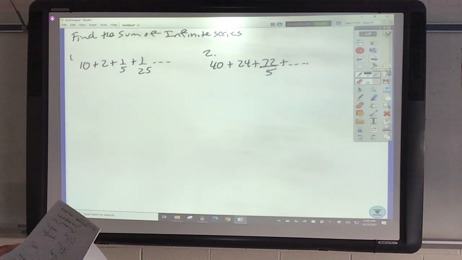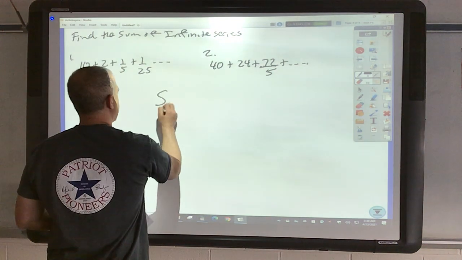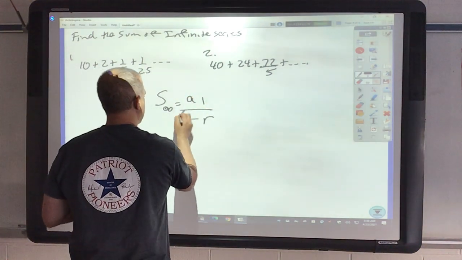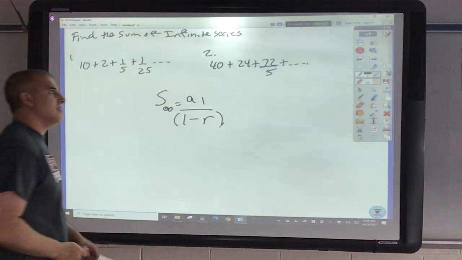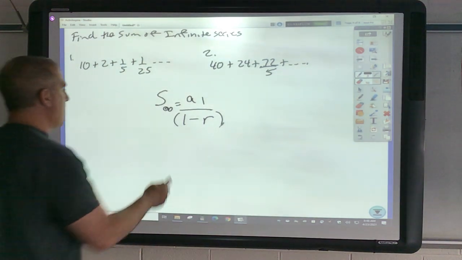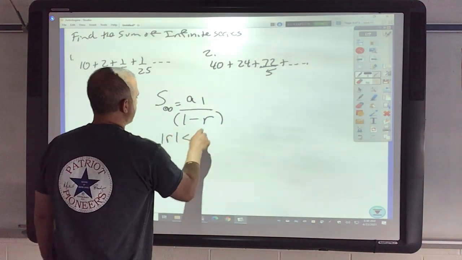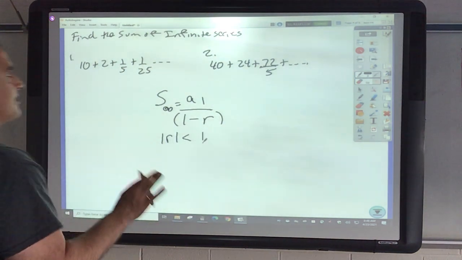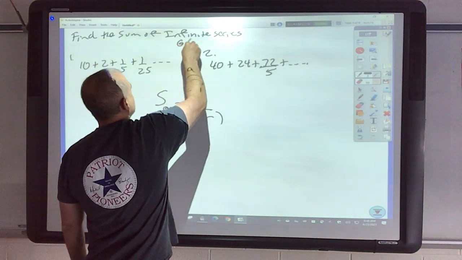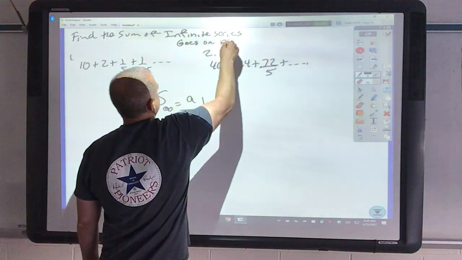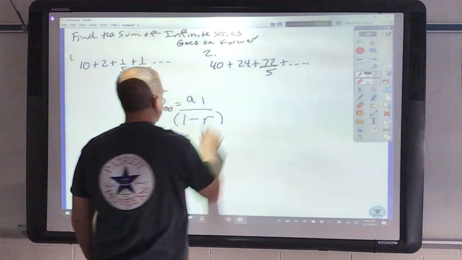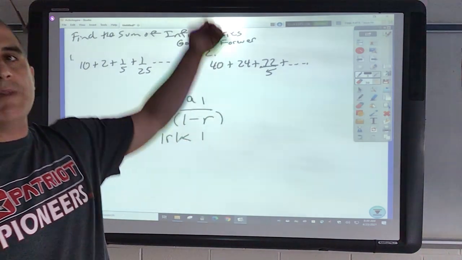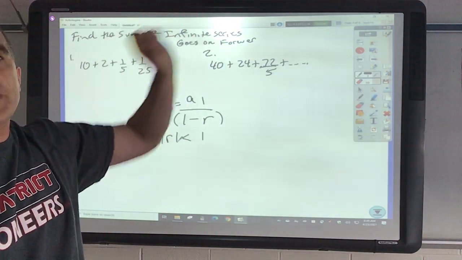Now, there's an infinite series formula that says the infinite series is equal to A1 divided by 1 minus R. Okay? You put parentheses there. Now, the key thing is that the absolute value of R has to be less than 1. Here is why. If you have an infinite series, what does infinite mean? It goes on forever. If the ratio were bigger than 1, the numbers would just keep getting bigger and bigger. There would be no stopping point.